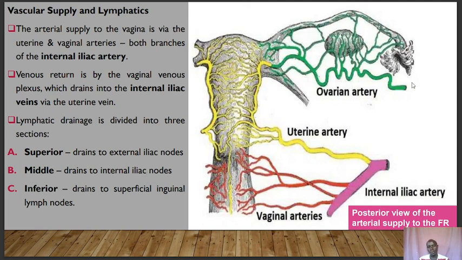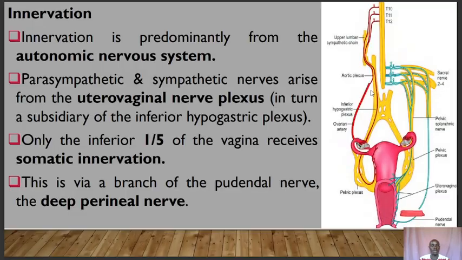And you can see the posterior view of the arterial supply to the female tract, and you can see the internal iliac artery coming up with branches that are the vaginal arteries, which supply the vagina. Then you have the uterine artery also. It also supplies it. Then above it, you can see the ovarian artery.